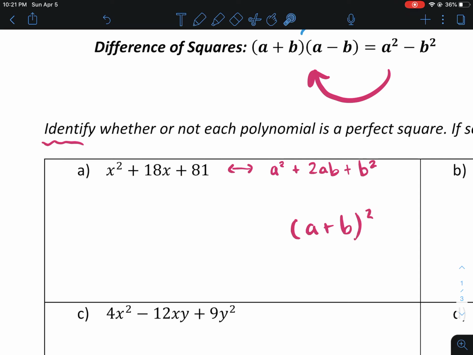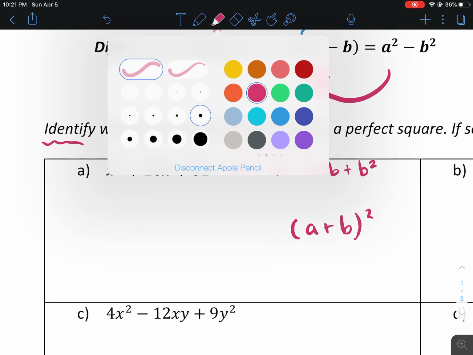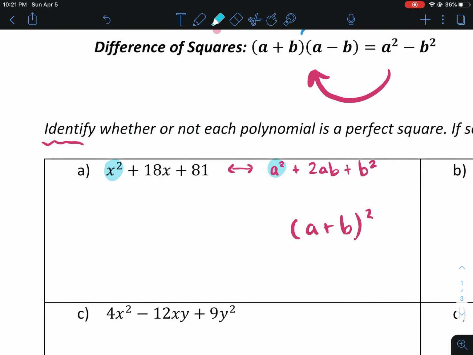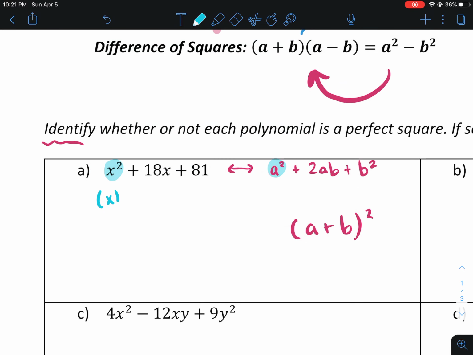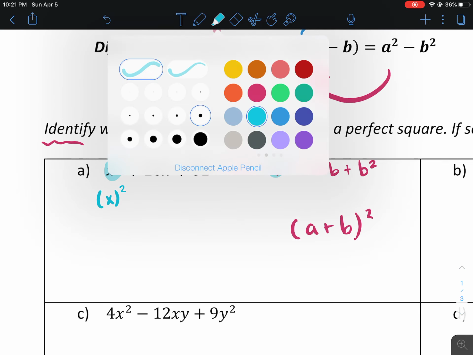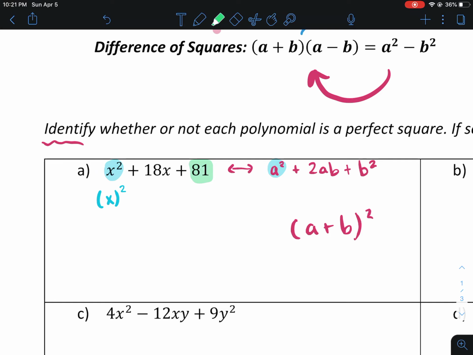And so the first thing we check for is the perfect squares themselves. So I'm looking here, do I have a perfect square? Yes, x squared is a perfect square. 81 is also a perfect square. And so we know that x squared is a squared, which means a is equal to x. Now, if I look here and I see an 81, then I know that corresponds to my b squared. Then b must be equal to 9.